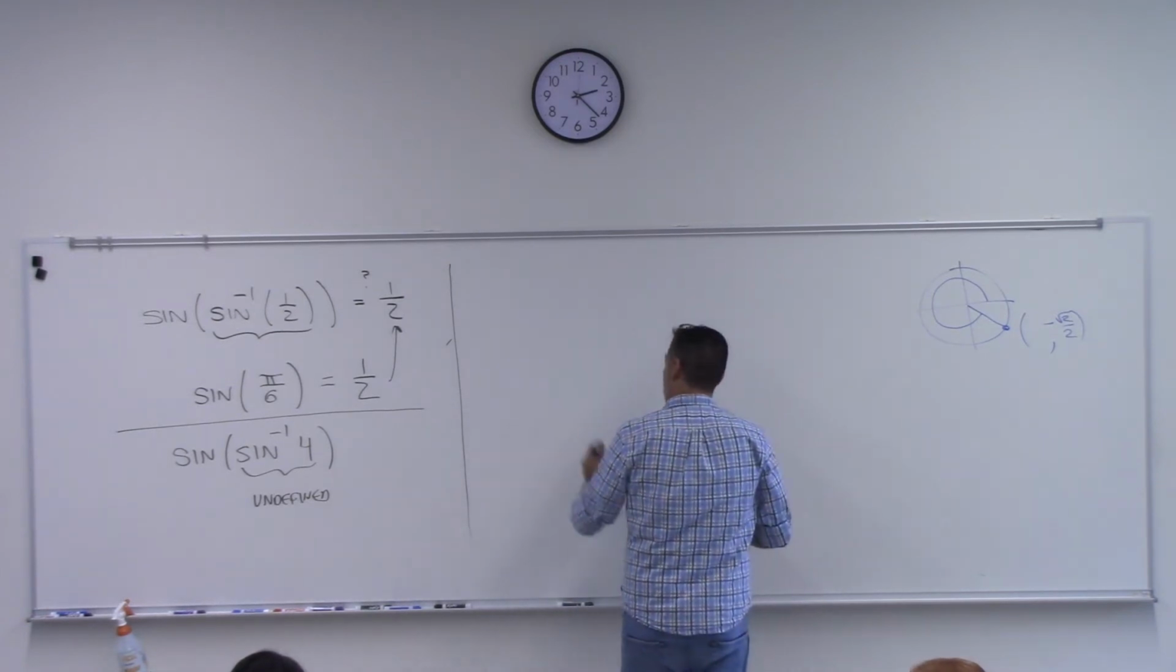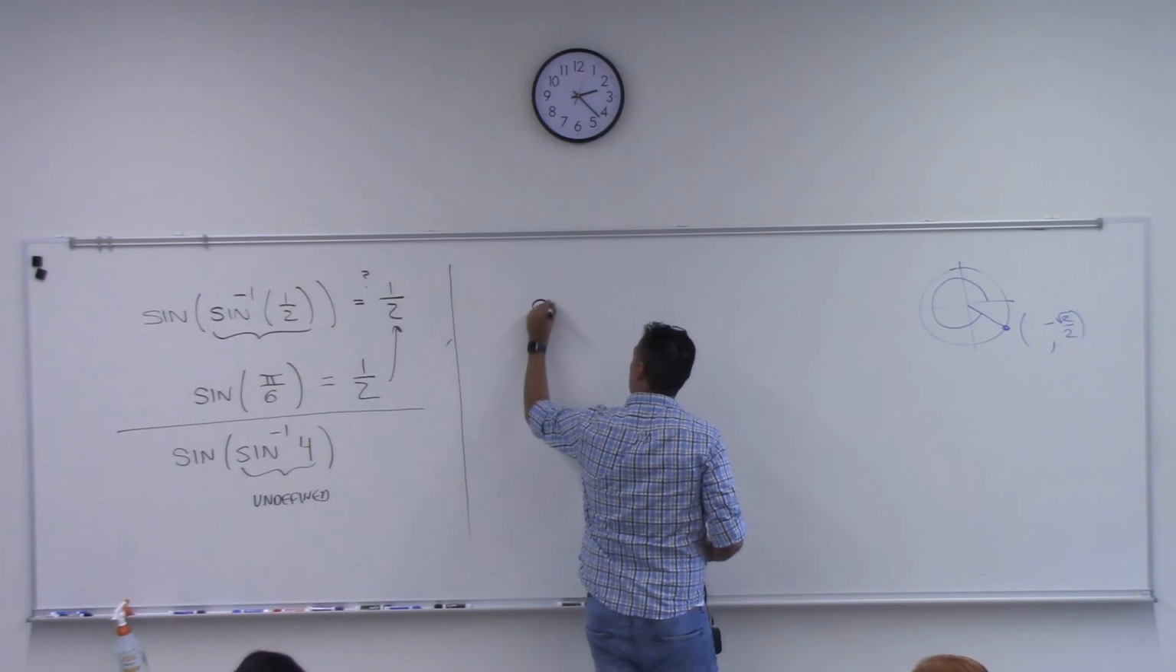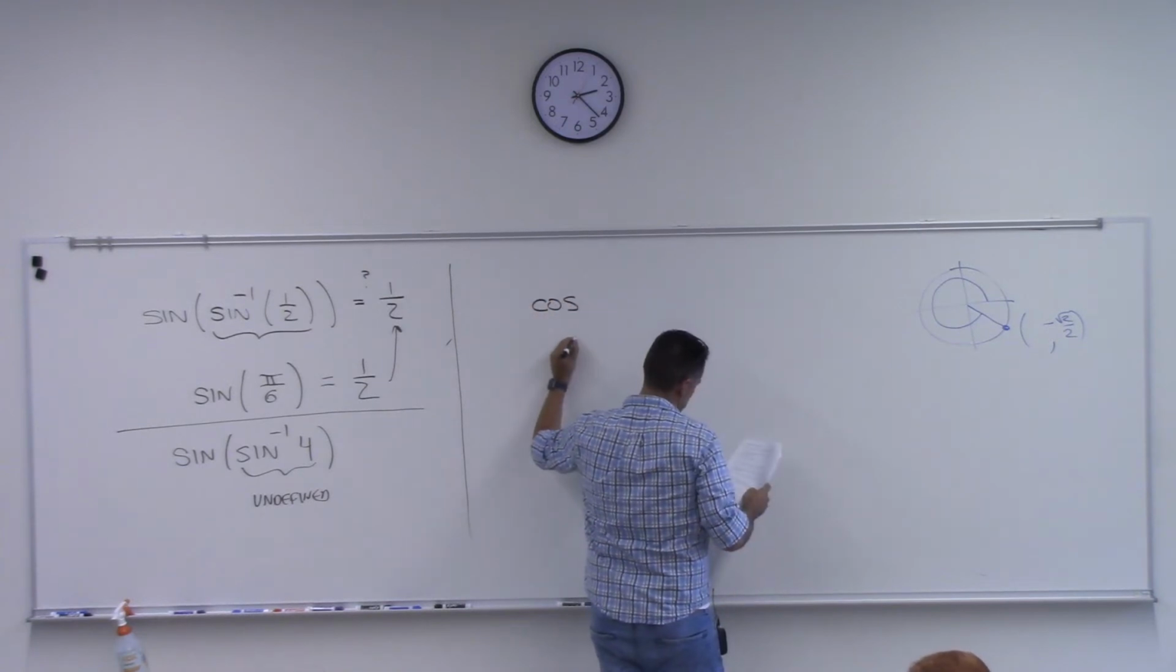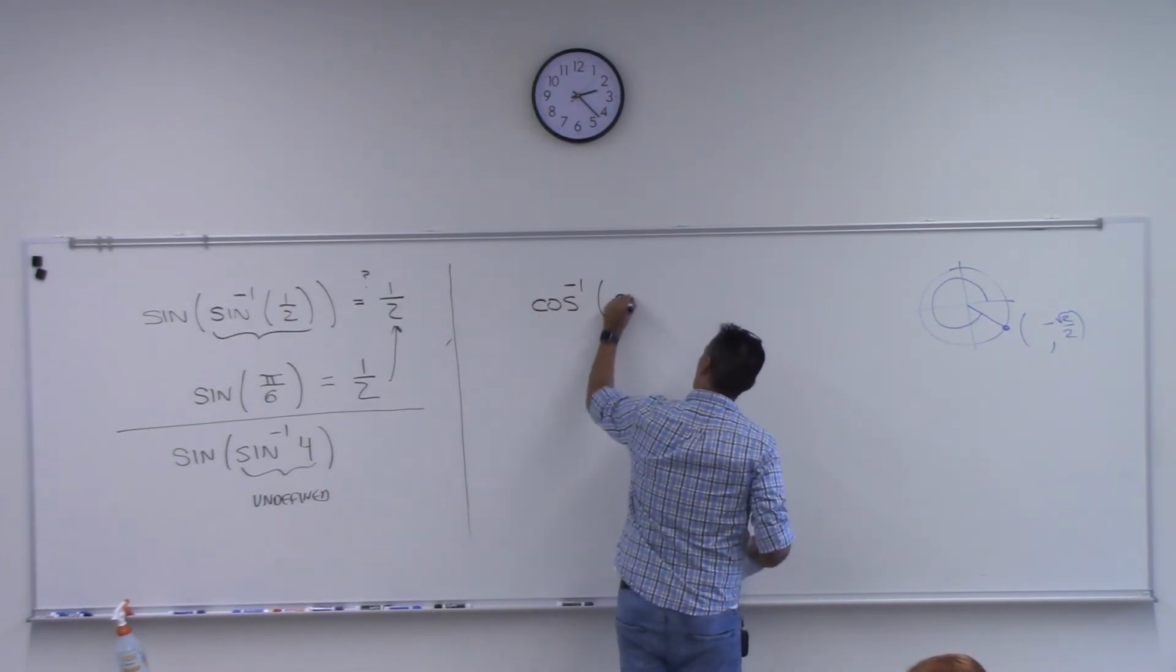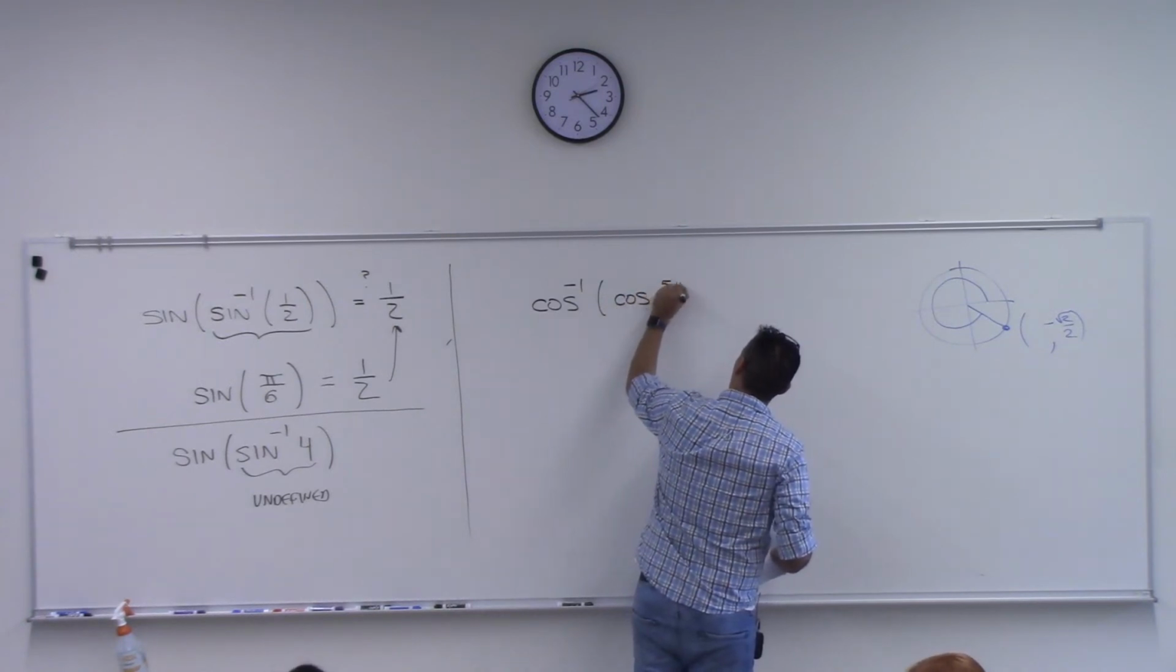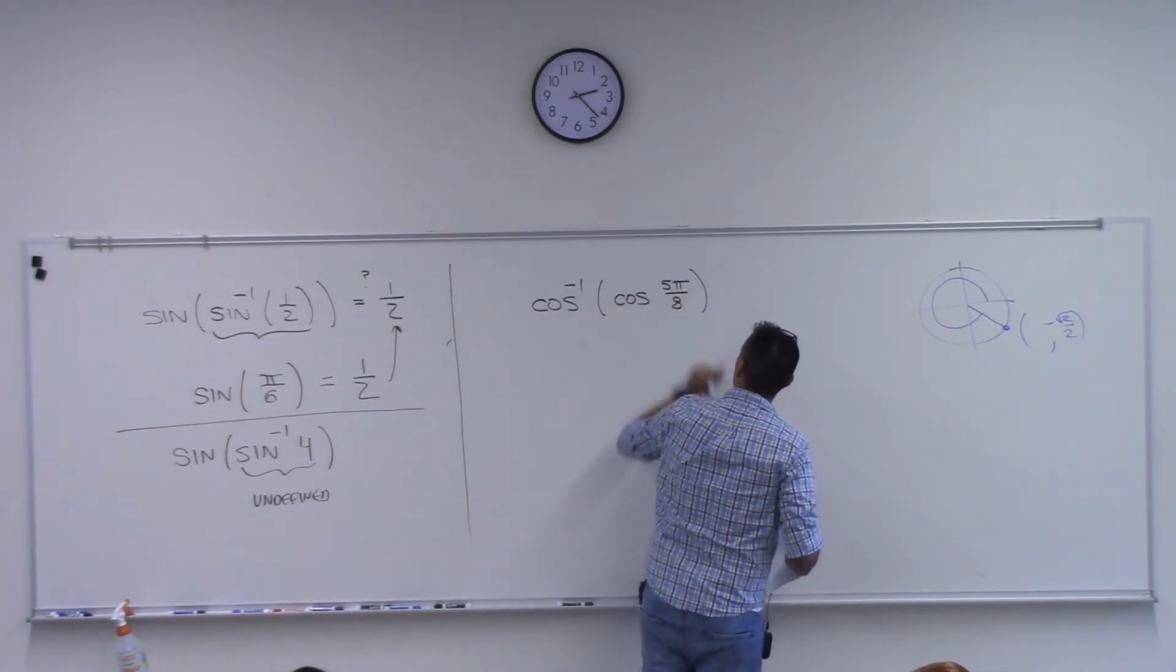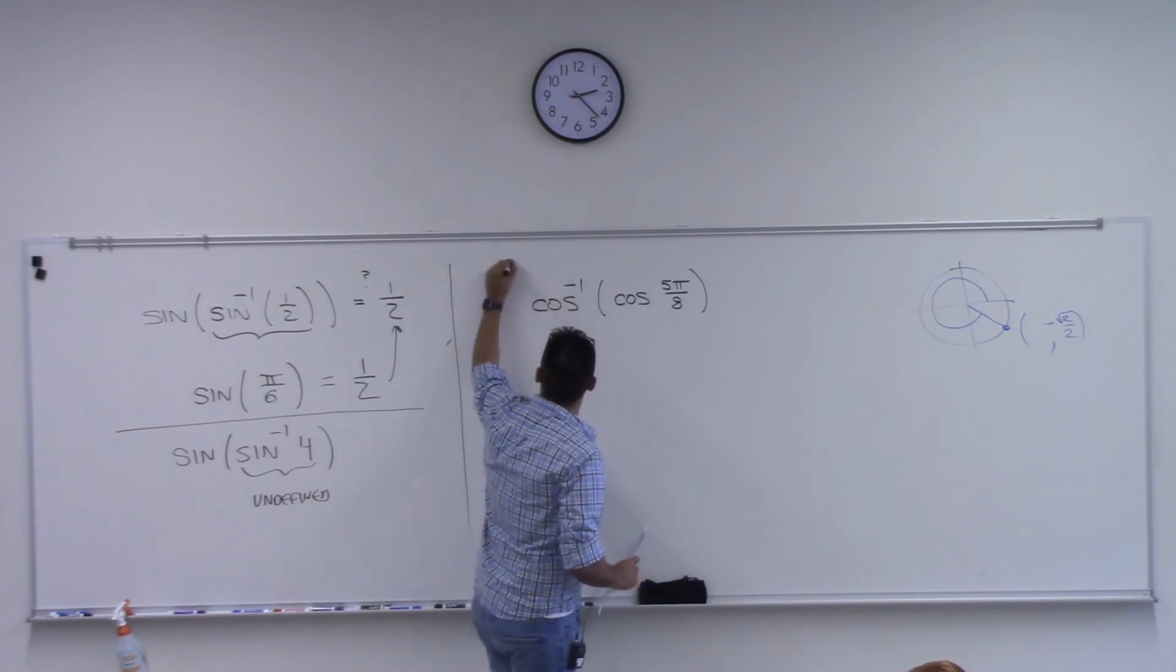Let's do this. I'm going to switch to cosine inverse of cosine of 5 pi over 8. Okay, please pay attention to this problem.